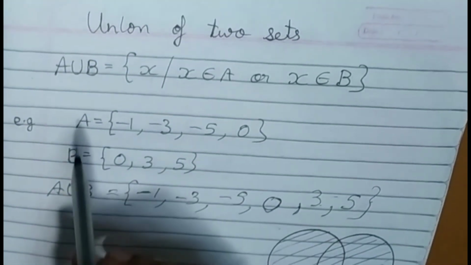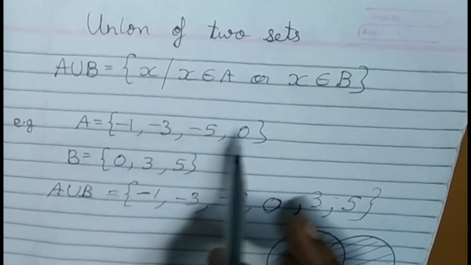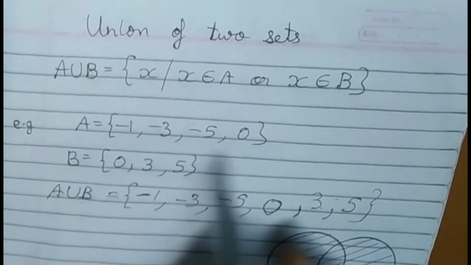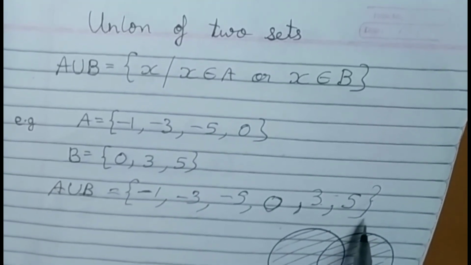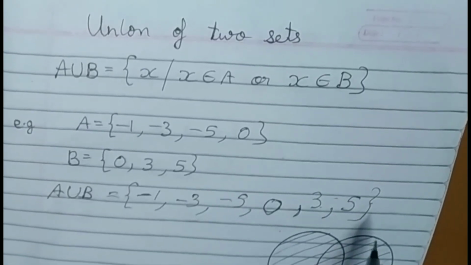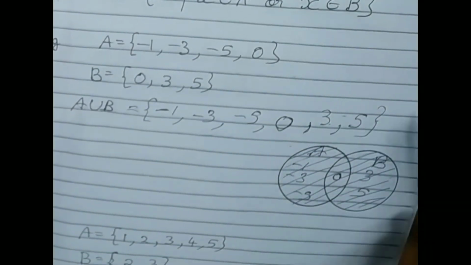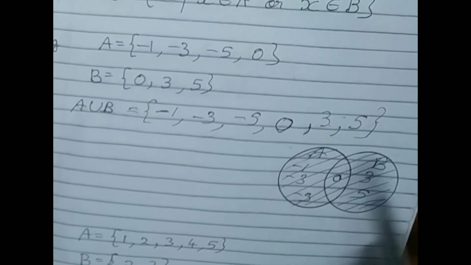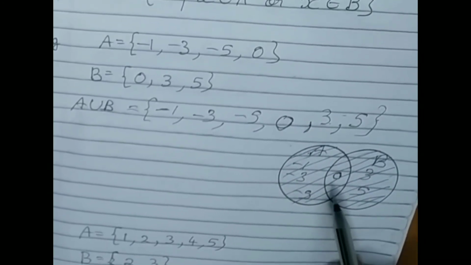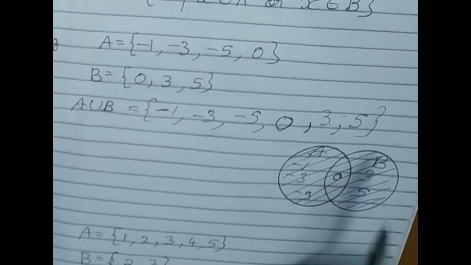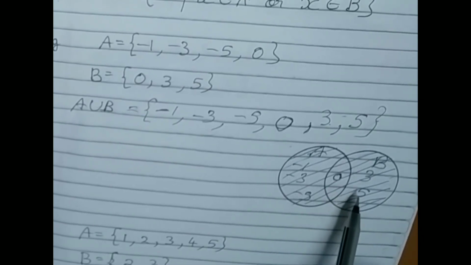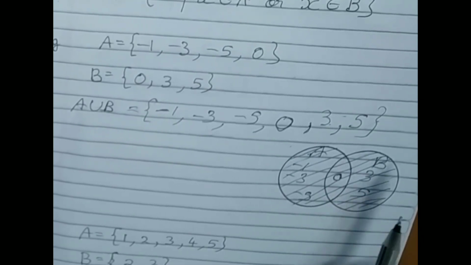Okay, first we should write elements of A, then we will write elements of B. Okay, so this is A union B. A and B we have written. Union means what? All the elements of A and B. And if any element is common in both the sets, then we will write it only one time in the union. We will not repeat that element.